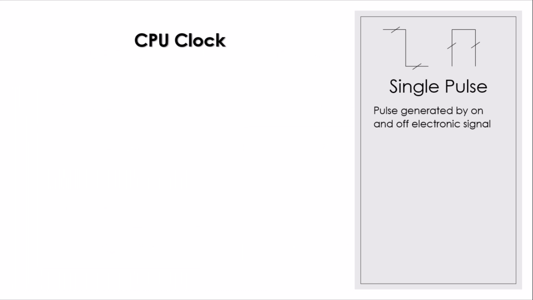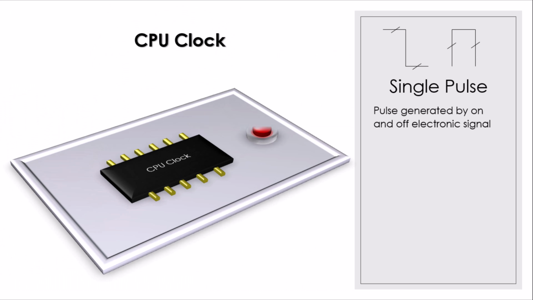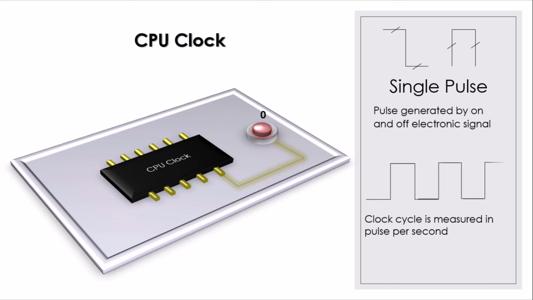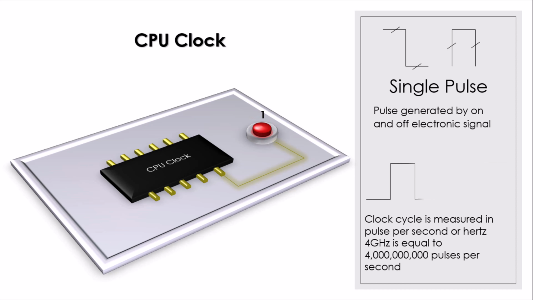The CPU clock. This is basically an electronic signal represented by a blinking LED, going on and off many times within a second. The activity of this clock determines how fast the commands are executed in the CPU and contributes largely to the processor speed. Clock cycle is measured in pulses per second, or hertz. 4 GHz is equal to 4 billion pulses per second, and this number can rise up to 10 GHz in modern CPUs.